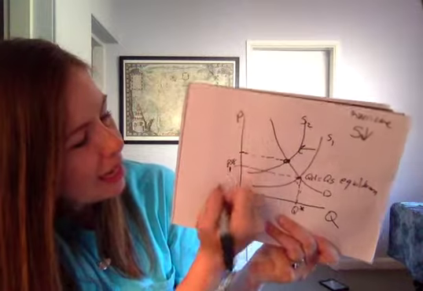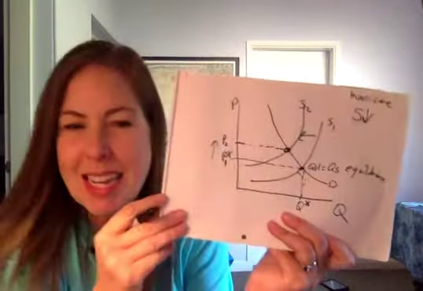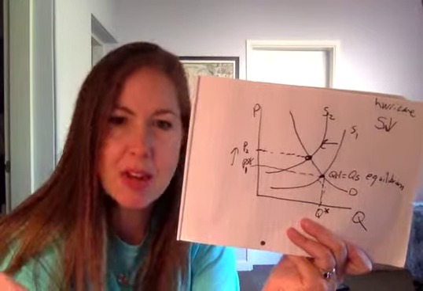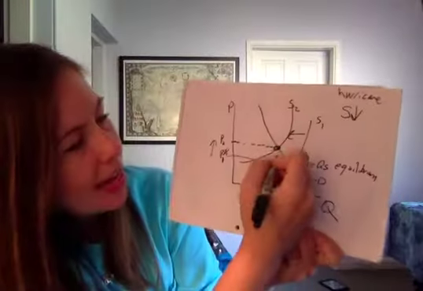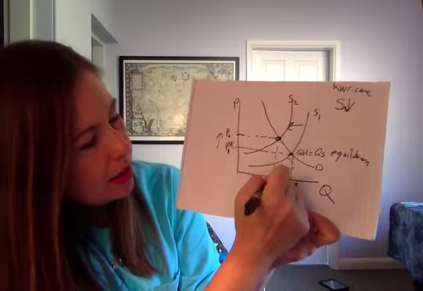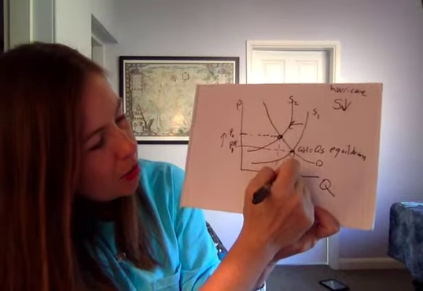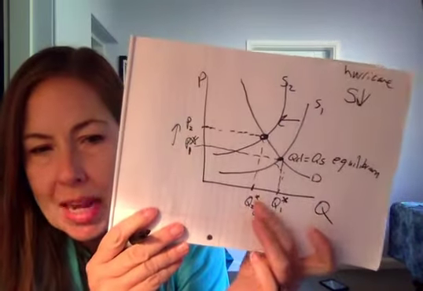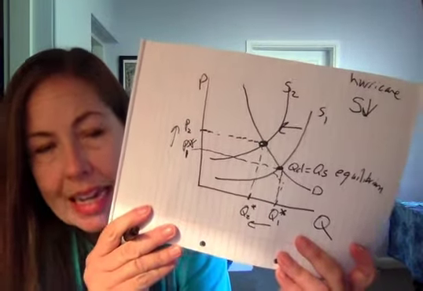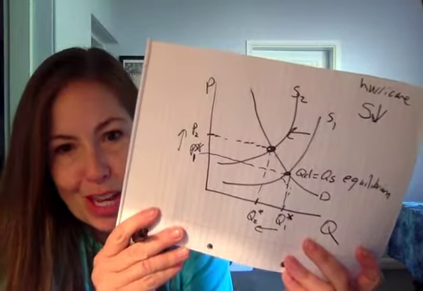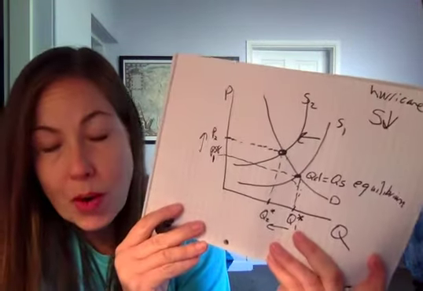So rather than being down here at P1 where we were, now we're at P2, which makes sense, right? If a hurricane destroys tomatoes, we don't have access to the marinara, prices of pizzas are going to go up. And fewer pizzas will be sold. So our quantity in equilibrium will fall. The quantity demanded and quantity supplied where they're equal will now be lower. All right.